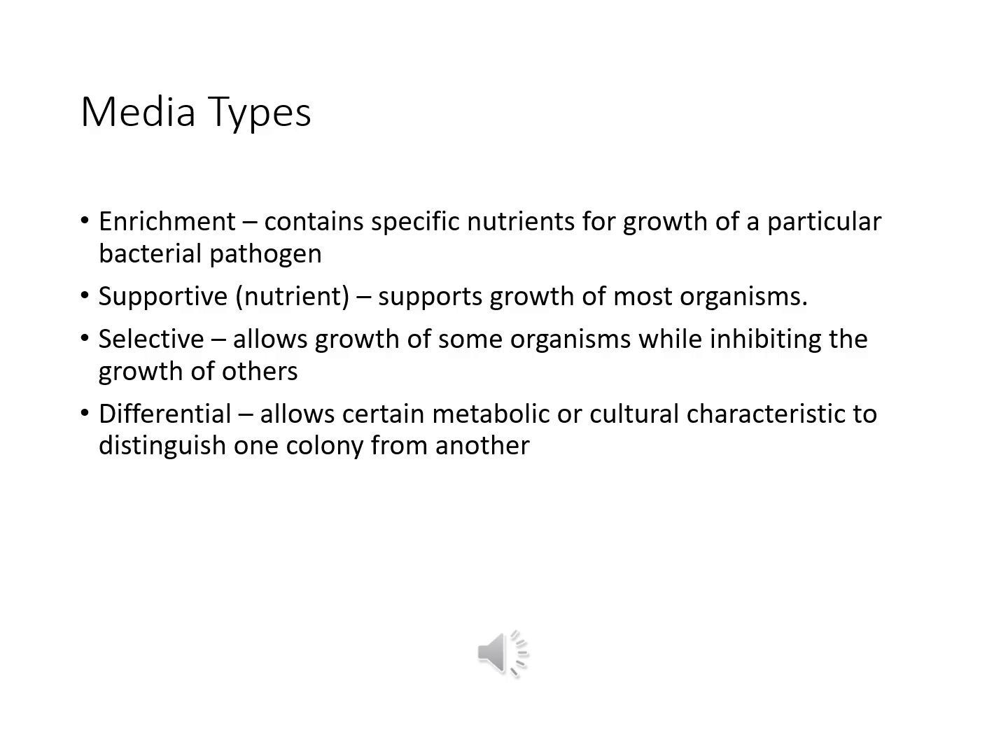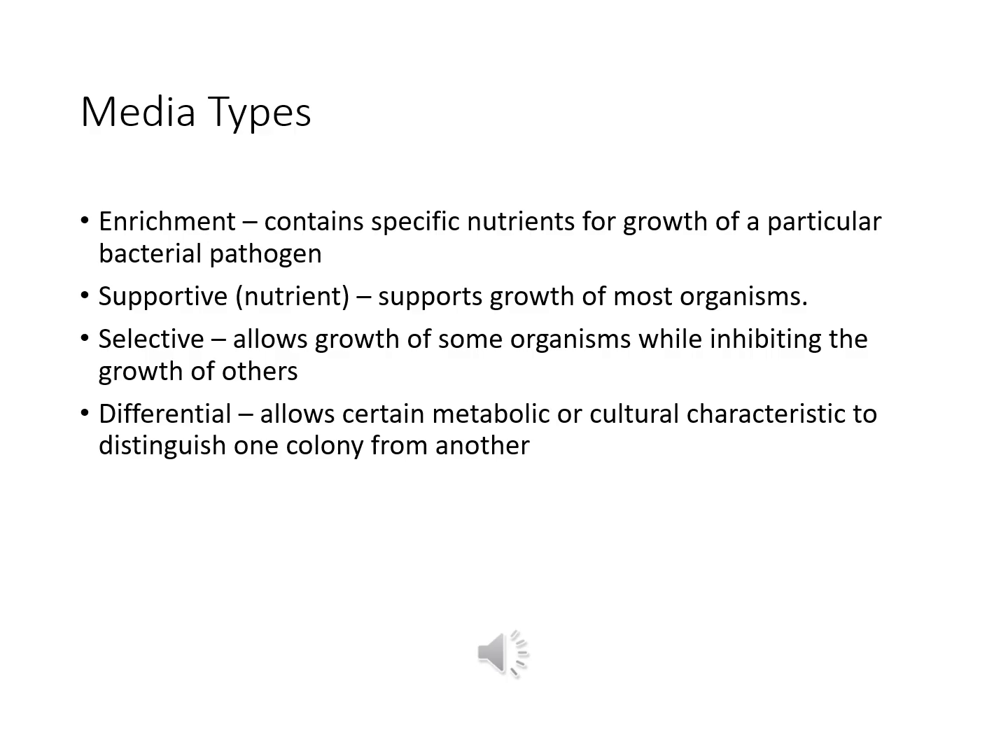fall into. You have enrichment, which contains specific nutrients for growth and for the particular bacterial pathogen. Supportive or nutrient supports growth of most organisms. An example of this would be your sheep blood agar. Selective agar allows growth of some organisms while inhibiting the growth of others. MacConkey's is an example of this. It allows growth of your gram-negative, but it will inhibit the growth of your gram-positive.